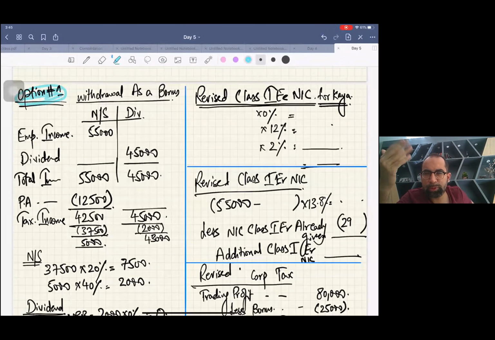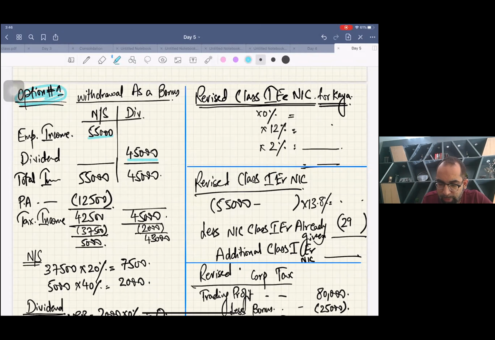In option number one, what was the existing salary of this girl? Existing salary 30,000 and existing dividends 45,000. Now she's getting one more additional bonus of 25,000, and yes, bonus is employment income. So 30 plus 25 is 55,000. Now her employment income is 55, but the dividend income remains unchanged. In option number one, only employment income will change.